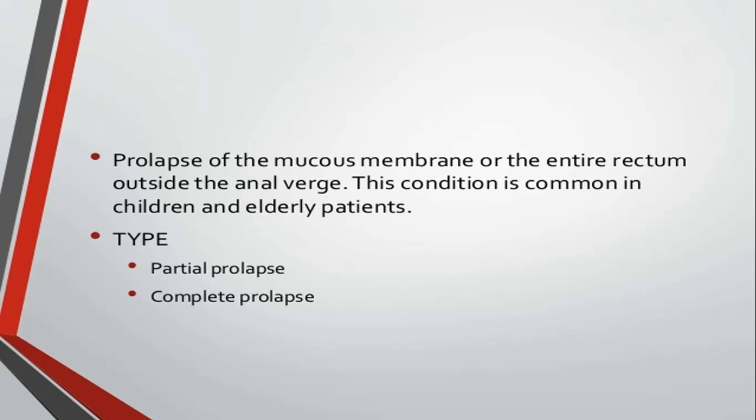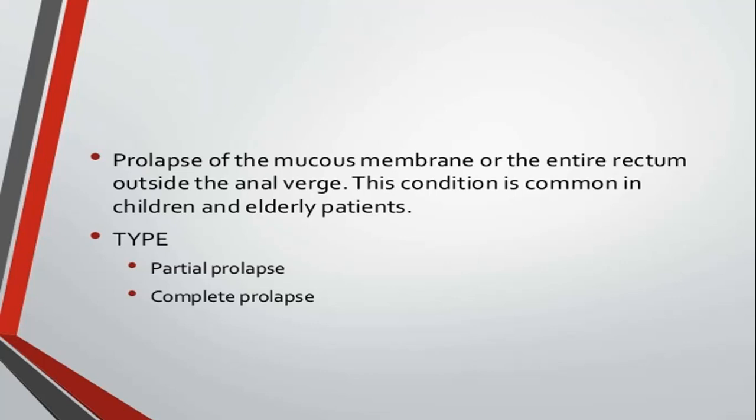So this condition, first of all, you must know about the anatomy of the rectum. We have discussed earlier in many lectures about the anatomy of the rectum. So I will give you some details. Rectum has three layers. The innermost layer is the mucosa, then submucosa, then a muscular coat. All the layers make up the whole rectum.